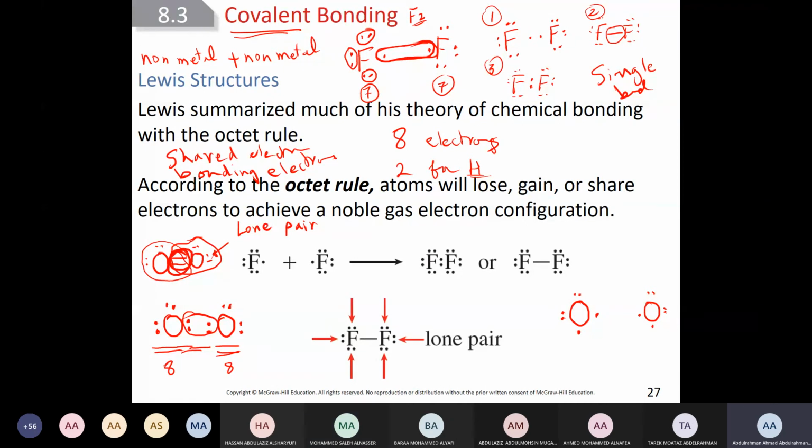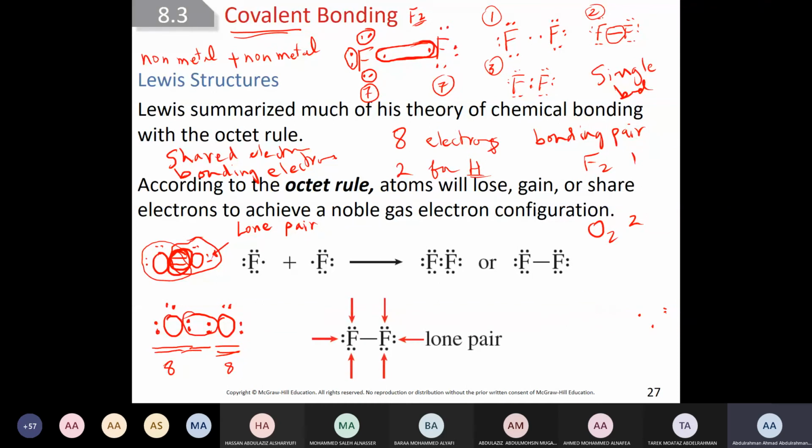How many bonding pairs do we have in F2? One. How many in O2? Two. I hope this is clear. Good. Let's do one more thing.